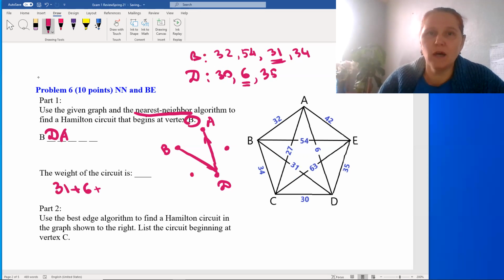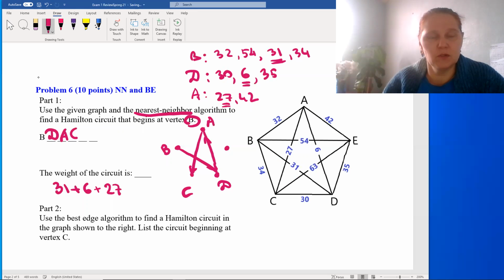From A, you have two choices, either to C or to E. Either 27 or 42. 27 is better, so you move to C, and you add 27 to your sum. From C, you actually don't have any choice now, so you can only go to E and return to B. Don't forget this last edge.